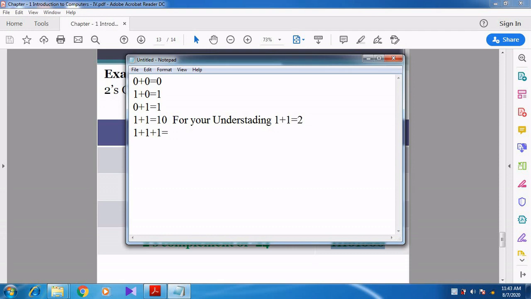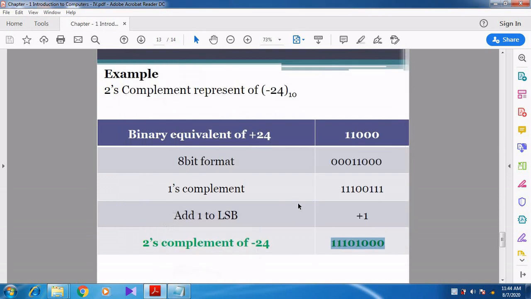What about the next, 1 plus 1 plus 1? Sir, how does it become? Actually 1 plus 1 is 10. 10 plus 1 becomes 11. Right? So here, you see, the last digit 1 plus 1 becomes 10.